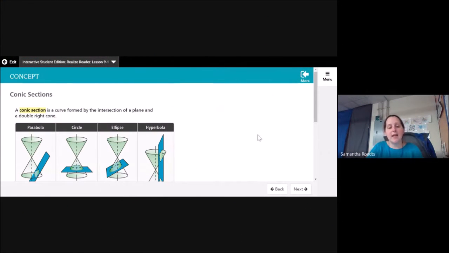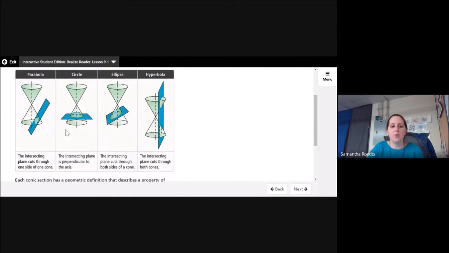Concept, conic sections. A conic section is a curve formed by the intersection of a plane and a double right cone. So for example, if I slid a piece of paper into something like this, you're going to get 4 different shapes usually. You can get a parabola, which of course is that U shape, a circle, which we all know, an ellipse, which is almost like an oval, but there are specific requirements for an ellipse, and then a hyperbola.